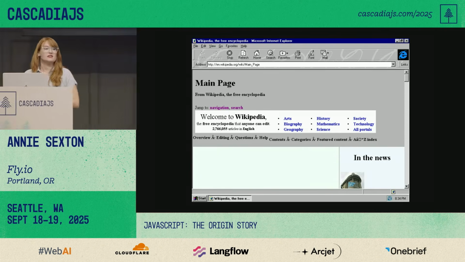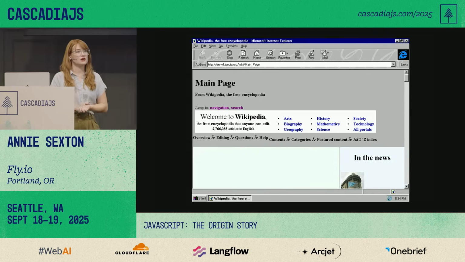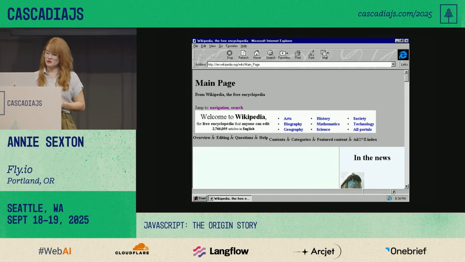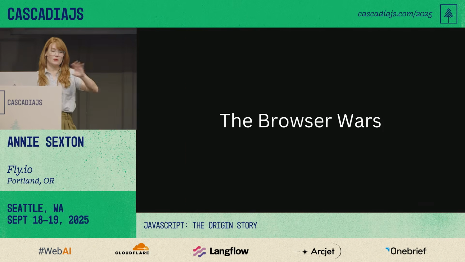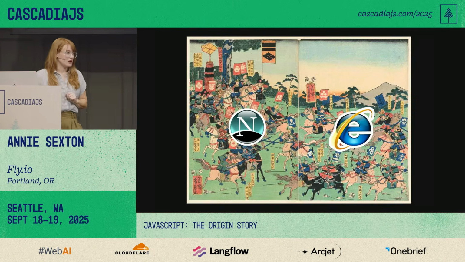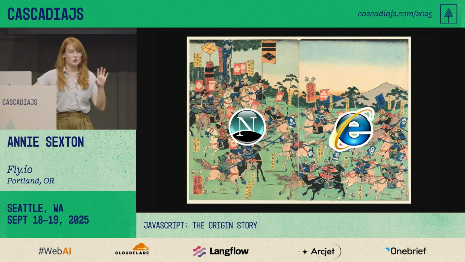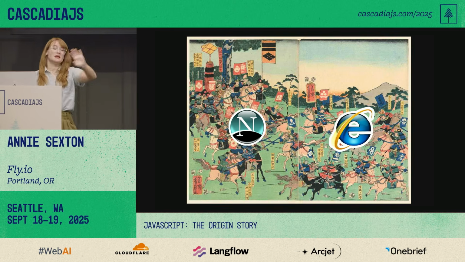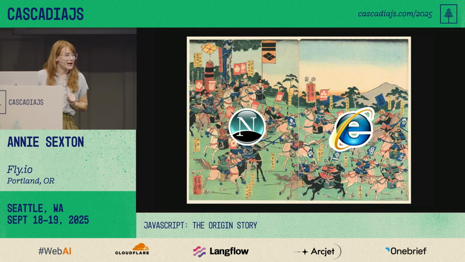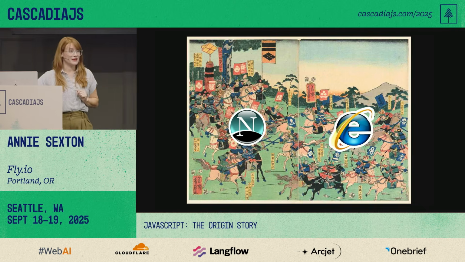And it's around this time that we enter the era known as the browser wars. The browser wars are when Netscape Navigator and IE, technically this is the first browser war, we're not even going to get into the second. This is when IE and Netscape are duking it out for the heart and soul of the internet.